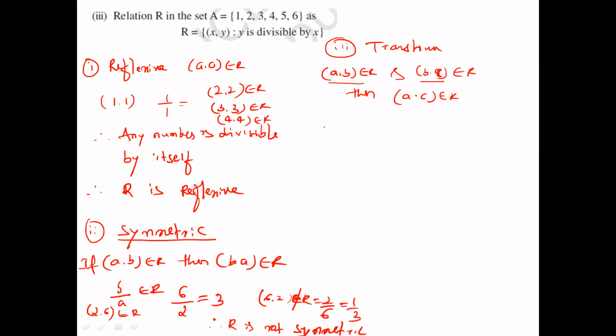Now I'll take (1, 2). So 2 by 1 means it will be divided. Okay, it belongs to R. And it starts here with 2, whatever you can take here. Can I take here 4? Yes. Okay, now I have to check (1, 4). 4 by 1 is 4 only. So it is satisfying that.